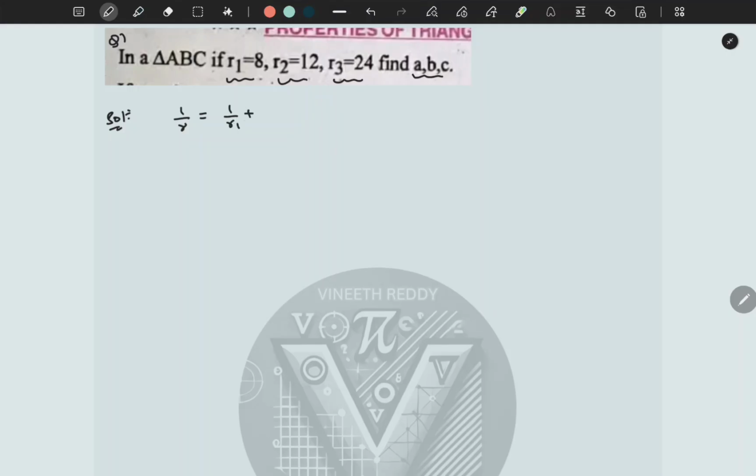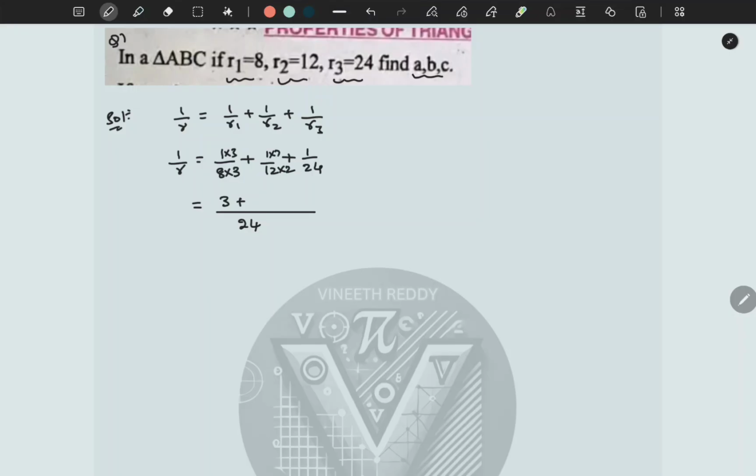1 by R is equal to 1 by R1 plus 1 by R2 plus 1 by R3. Of course R is the inradius and R1, R2, R3 are the exradii. So we can say 1 by R is equal to 1 by 8 plus 1 by 12 plus 1 by 24. The LCM is 24 clearly, because the LCM of 8, 12 and 24 is 24. So what we do is 8 into 3. So once we multiply with the 3 and divide with 3, we get 24 in the denominator and 3 in the numerator.